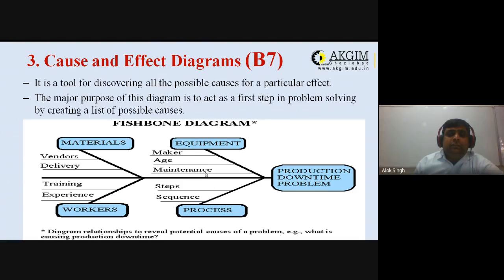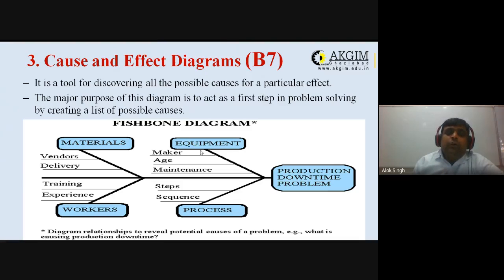It is a cause and effect diagram because here are the causes and what are the effects, the impacts. Due to what reasons a particular problem arises, that is basically the cause and effect diagram. The structure of this diagram looks like a fishbone, so that's why it is also known as a fishbone diagram. Here is the example of the production downtime problem. So what are the reasons for the downtime?